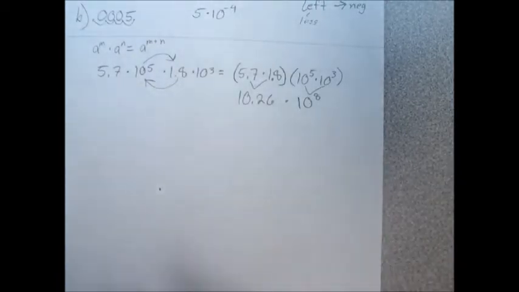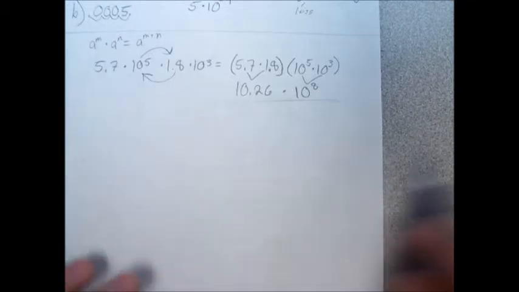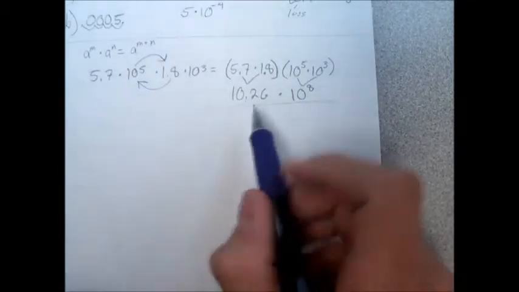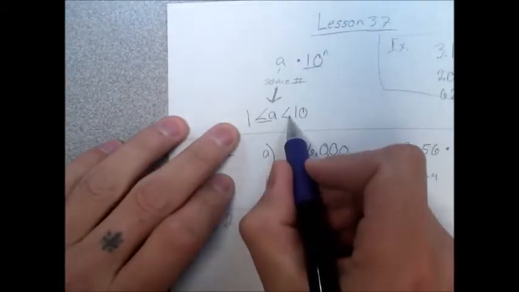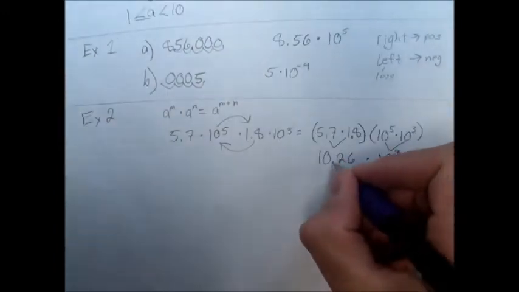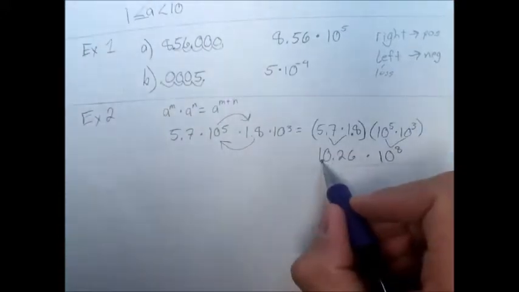Okay. Is this in scientific notation? No, because why? Right. Because there are 2 digits to the left of this decimal, so it doesn't follow our rule where it has to be less than 10 and greater than or equal to 1. So I need to put my decimal here. So how do I get back to my original? I move it 1 to the right.